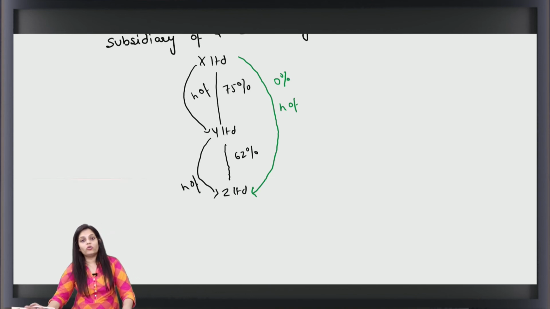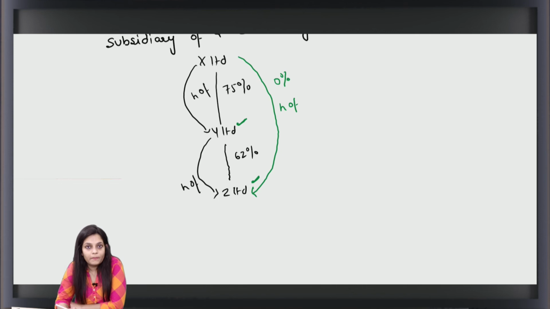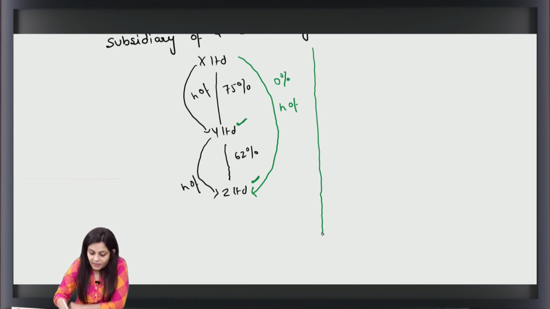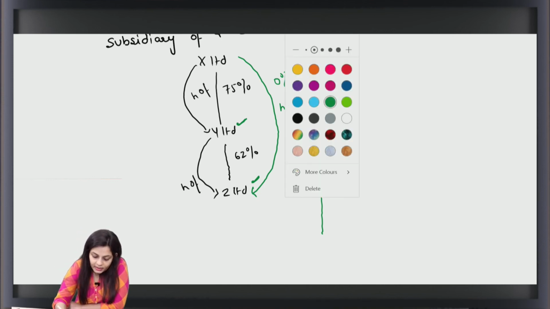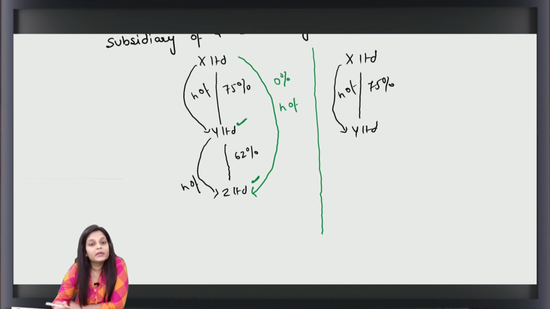0% holding, I don't hold anything, but it is the subsidiary of my subsidiary. It is the subsidiary of my subsidiary, so it is also my subsidiary. So if my subsidiary becomes the holding of another company, I also automatically become the holding of that company. Let us take another case. Let us say X Limited, we already saw, holds 75% of Y Limited, correct? So we discussed that X Limited becomes the holding of Y Limited.